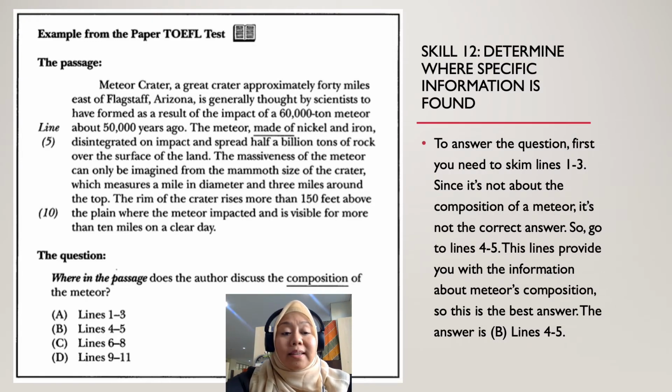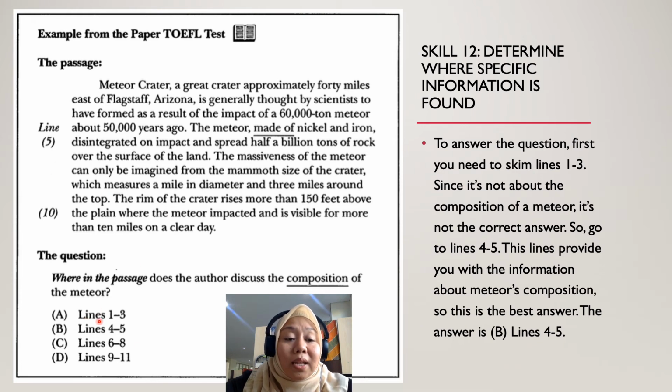So let's take a look at the example here. Where in the passage does the author discuss the composition of the meteor? The composition of the meteor. And it gives you the lines here. What I like about the TOEFL test is that it already gives you the number of lines in the passage, so you don't have to count. In the left side of the passage, you see here, line 5, 10. Well, you count, but not one by one, right?